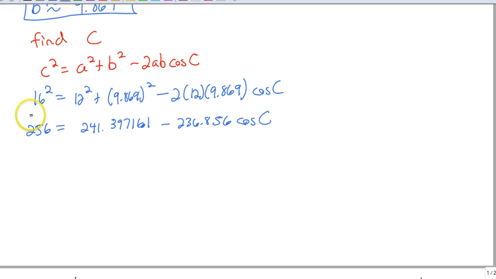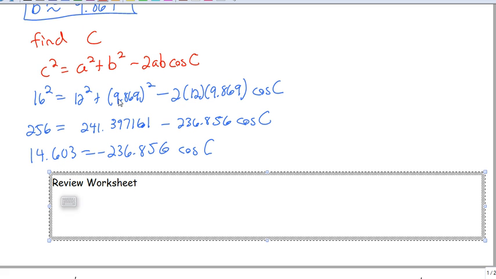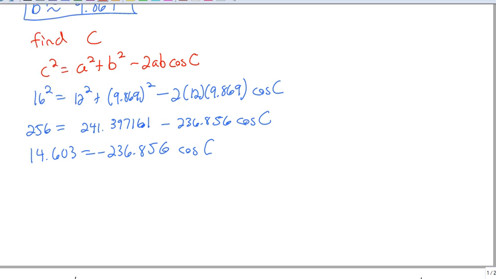Next step, subtract over this, and you get 14.603 is equal to negative 236.856 cosine of C. Divide now. Divide by the negative 236, and you get about negative 0.0617 when you divide, equals cosine of C. Hopefully at this point you guys know to find an angle we inverse cosine in degree mode, and we get C is equal to 93.535 degrees.